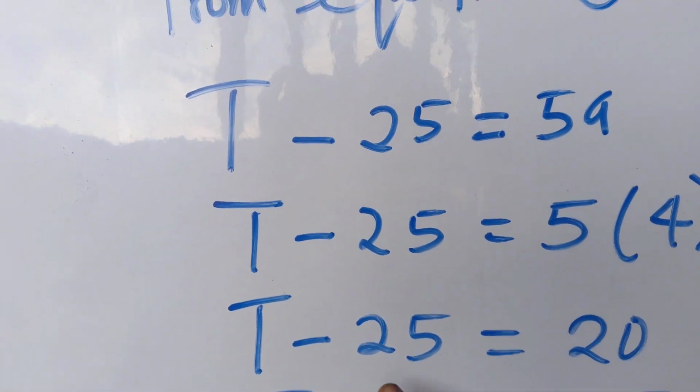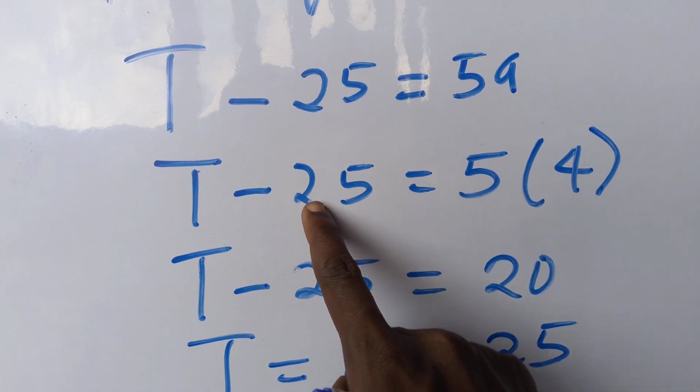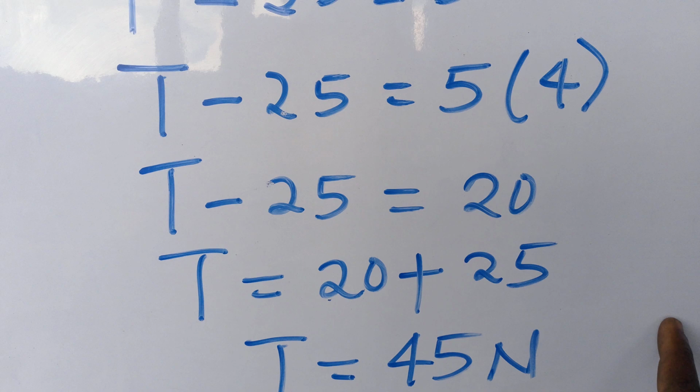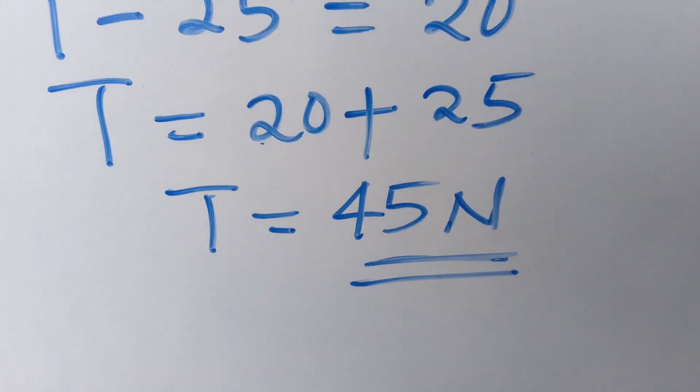Collecting like terms, this minus 25 will cross over to the other side. Minus 25 crossing over becomes positive, so minus 25 crossing over here becomes plus 25. So 20 plus 25 is 45. My tension force is 45 Newton.